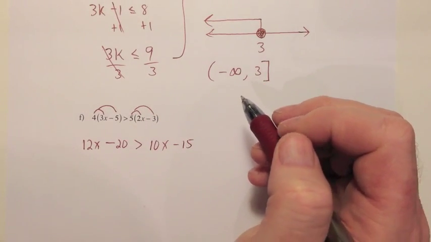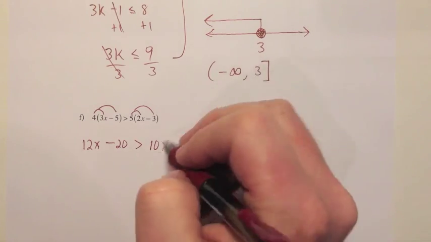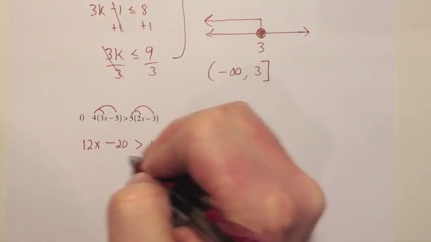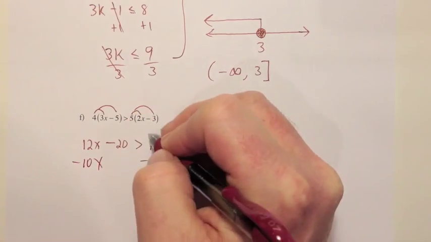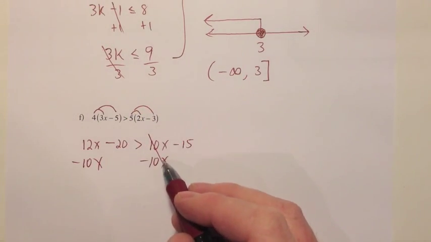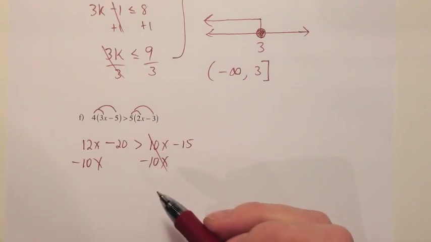And then I'd want to move the x's to the left and the constant terms to the right. So subtract 10x from both sides to get rid of this one on the right, move it over to the left.